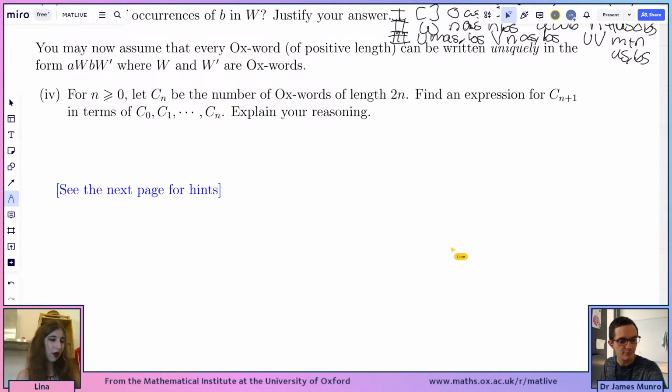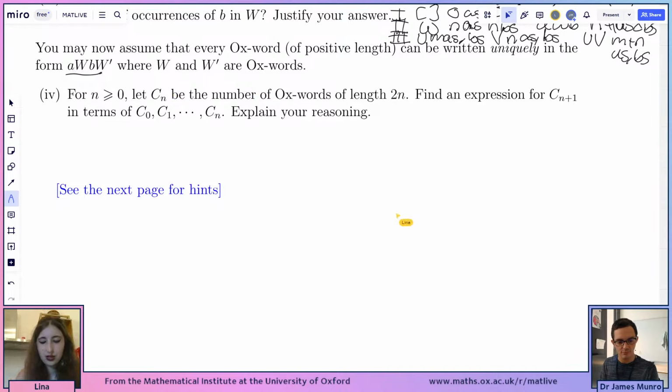Yeah, so for part 4, we're considering Cn, which is the number of Ox words of length 2n. First of all, the rule given that James was talking about is this: AWBW dashed can express every Ox word. So this is given for a reason. We're definitely going to have to use it in the question, so we can make a note of that.